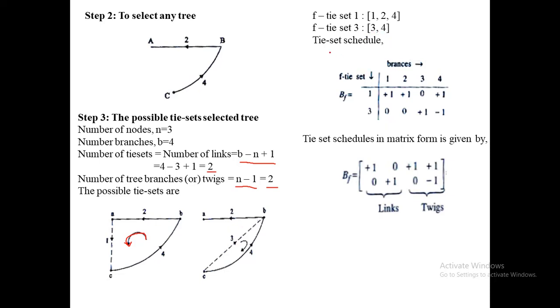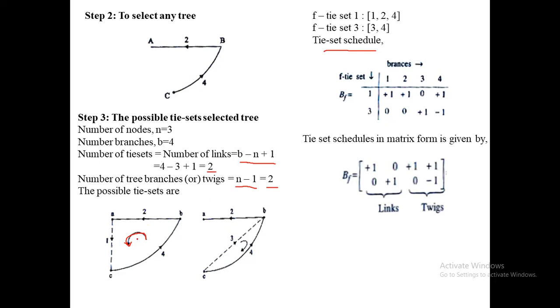Next we have to write the tie set schedule. For that first we have to mark the rows and columns. These rows represent the tie sets. Here tie sets we know that 1 and 3. 1 comma this 3. And next branches, we know that the oriented graph is having 4 branches. 1, 2, 3, 4.